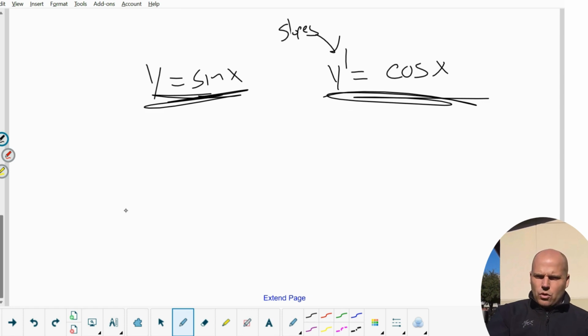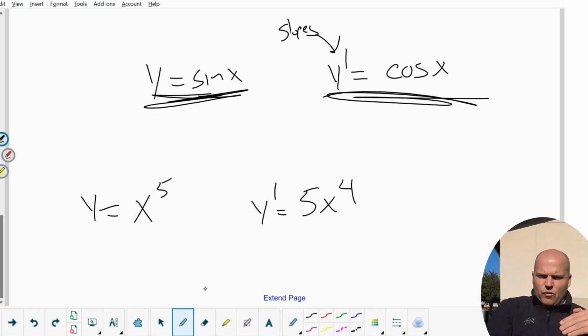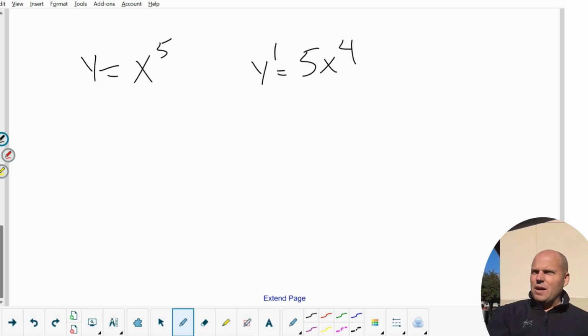We learned the power rule, where if your equation is some polynomial, its slopes will be given by 1 degree less times a constant. That actually comes from the binomial theorem. We talked about products, quotients, chains. Probably the one I want to talk about is the chain rule.